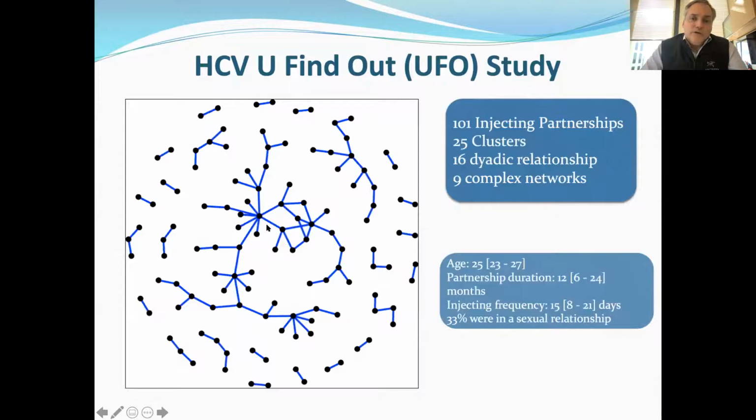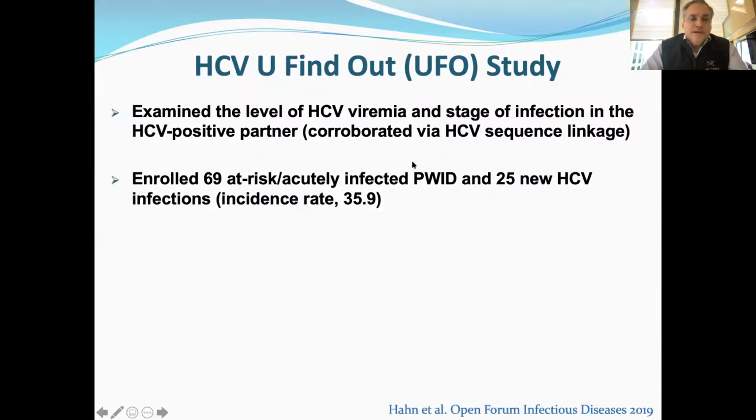If we look at that cohort here, this was 101 injecting partnerships, which constituted about 25 clusters. The majority of these were dyadic, just a pair of individuals, but there were a number of other complex networks of multiple individuals. Notably, about 33% were in a sexual relationship. Kim's group undertook a study to understand what might be associated with potential risk for acute HCV infection, and identified 25 new HCV infections.